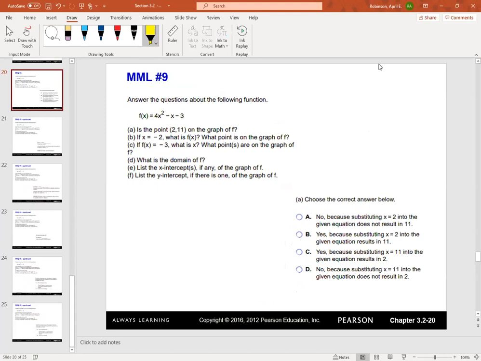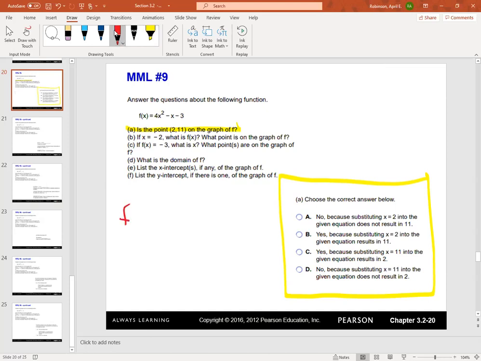Part A says, is the point 2, 11 on the graph of f? And here I did a screenshot of the answer part that should pop up for that. All you have to do is take the function f of x is equal to 4x squared minus x minus 3, and you are going to substitute the 2 where the x's are, and the 11 where the f of x is, because f of x is really your y coordinate.